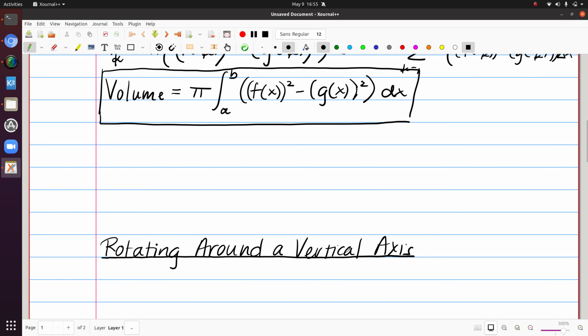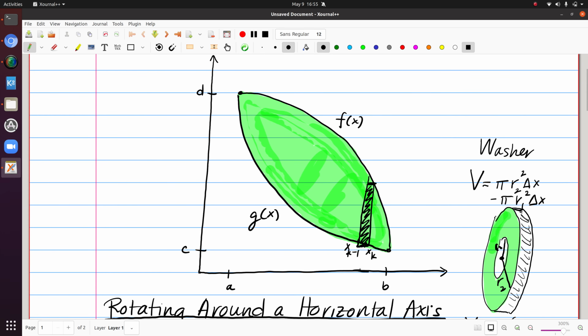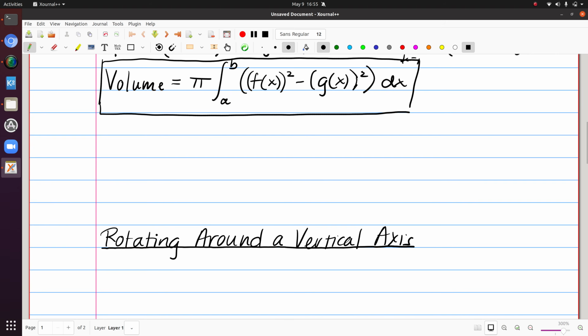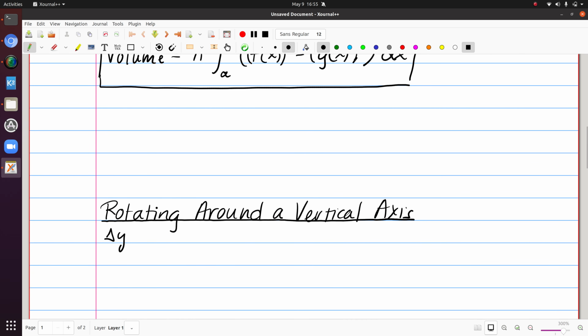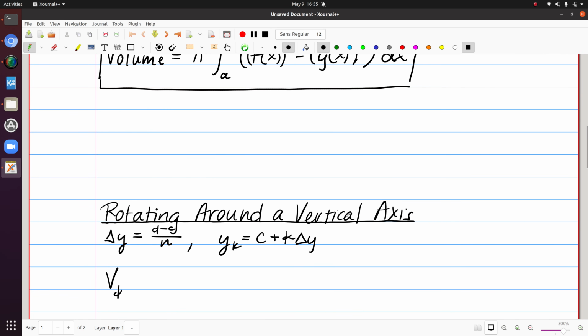Now, if I do the same thing and think about rotating around a vertical axis, just like we saw before, vertical axis of rotation tells me that I'm going to slice now horizontally. Think about this as y_k and y_{k-1}. And right away then I can think of delta y as the length of the y interval divided by n. y sub k is c plus k delta y. And what we want to think of is a formula for v sub k.